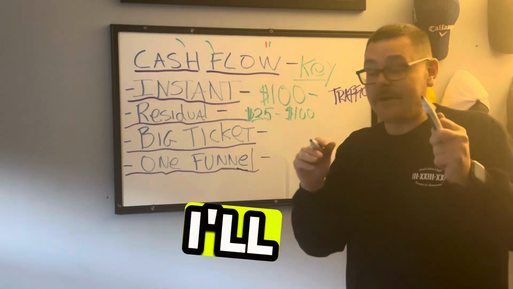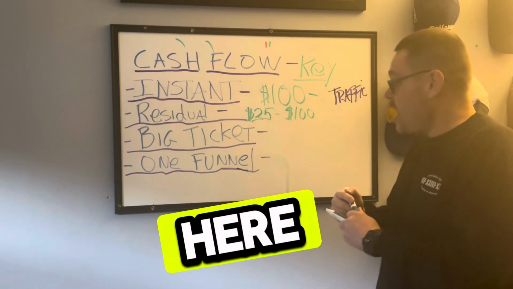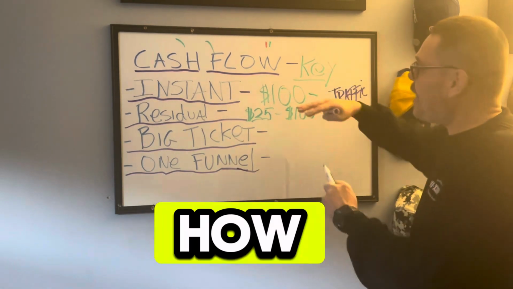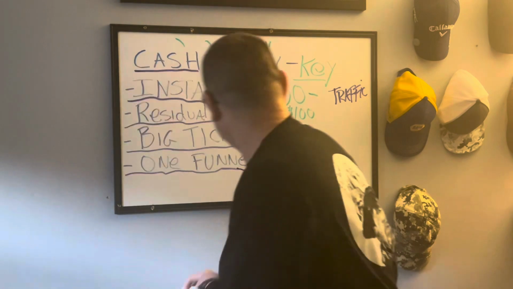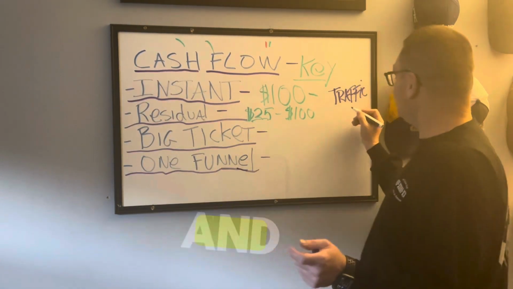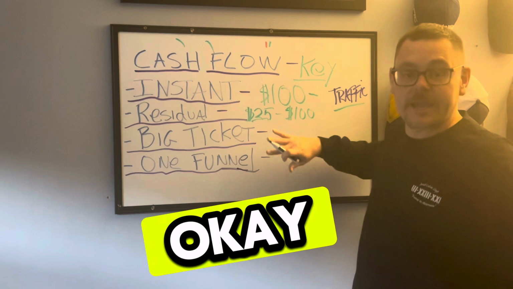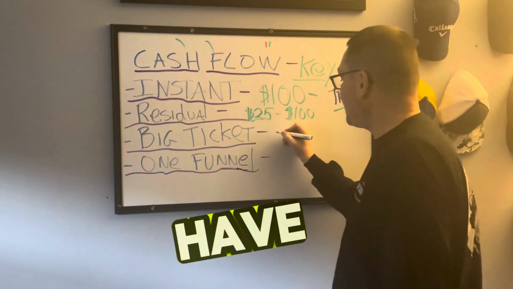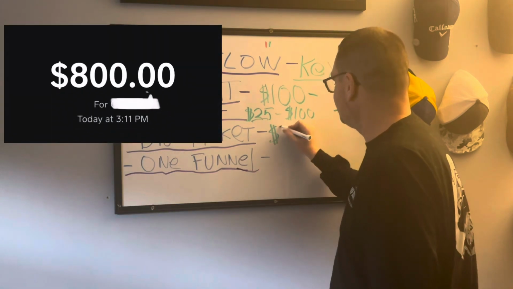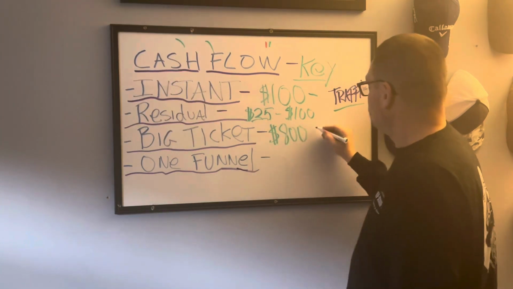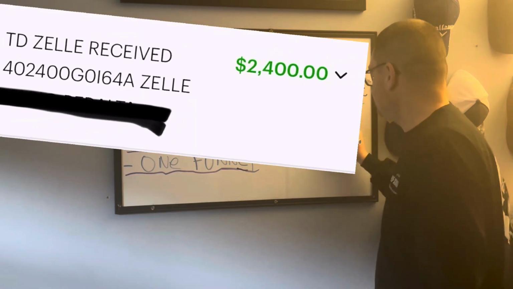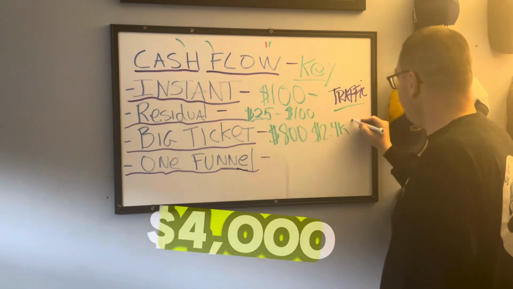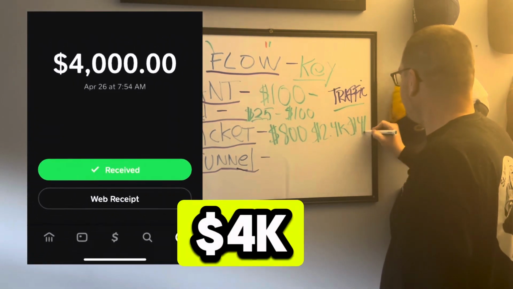And I'm going to show you how I'll start your business too in a minute here, because we are going to get to my computer momentarily. I just want to continue to show you how cash flow works. So now we have the big ticket aspect and we have the traffic product right here. And this is one time instant too. So we have instant 800, 2400. I'm just going to do 2.4K for space, and 4,000, 4K.